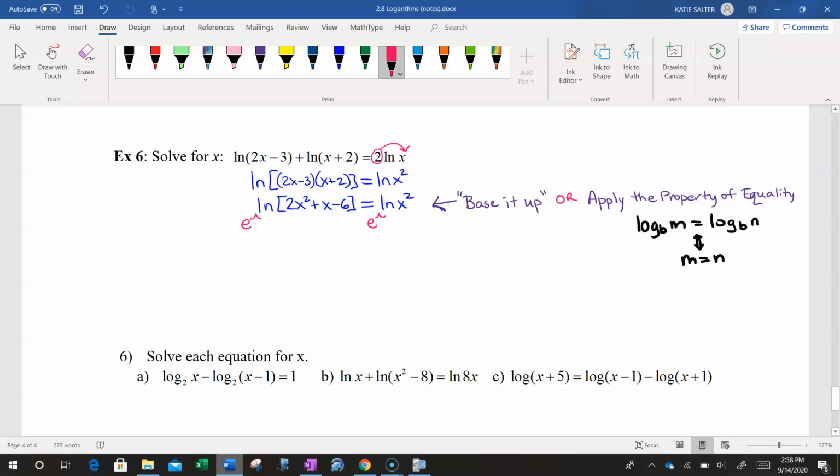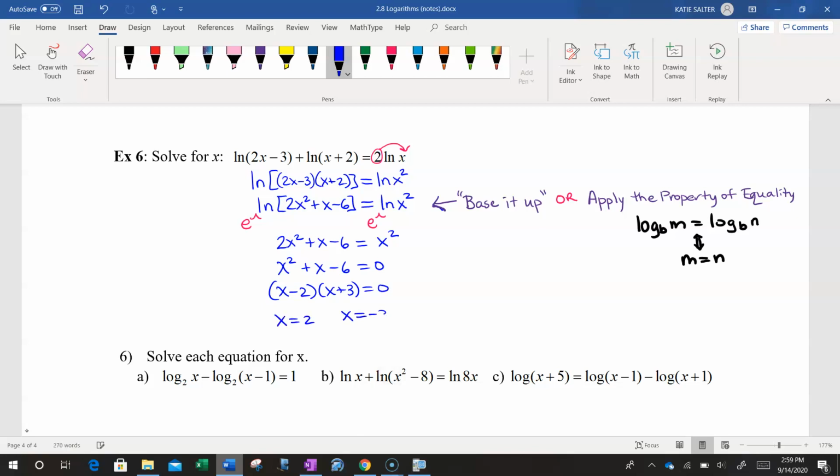They undo each other. e to the natural log of whatever, let's say of a heart, is just a heart. They undo each other. That's that whole deal with exponentials and logarithms. So what's inside just pops out. So we have 2x squared plus x minus 6 is equal to x squared. And then we would work this out. So since this is a quadratic equation, we're going to subtract x squared from each side. So that gives us x squared plus x minus 6 is equal to 0. The factors would be x minus 2 and x plus 3. We set each factor equal to 0 and solve, and we get that x is equal to 2 and x is equal to negative 3.